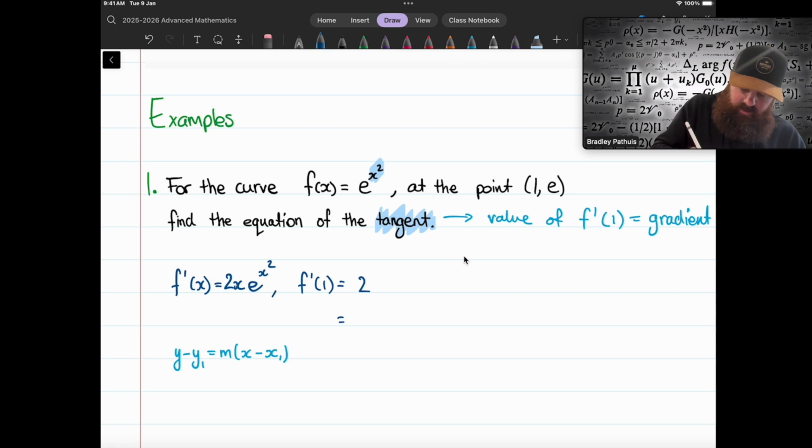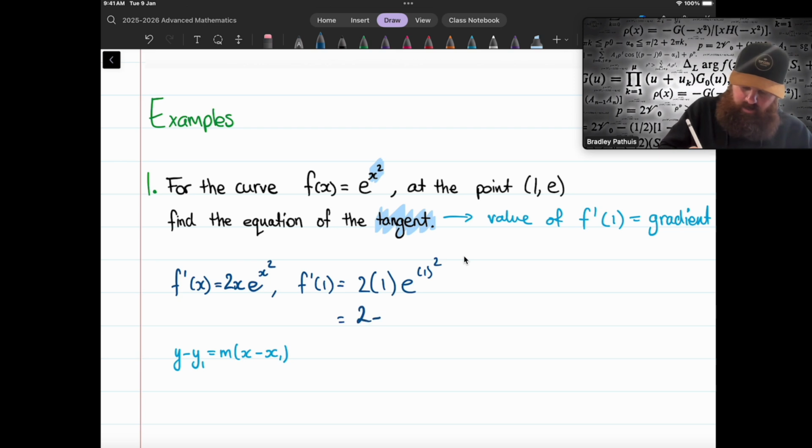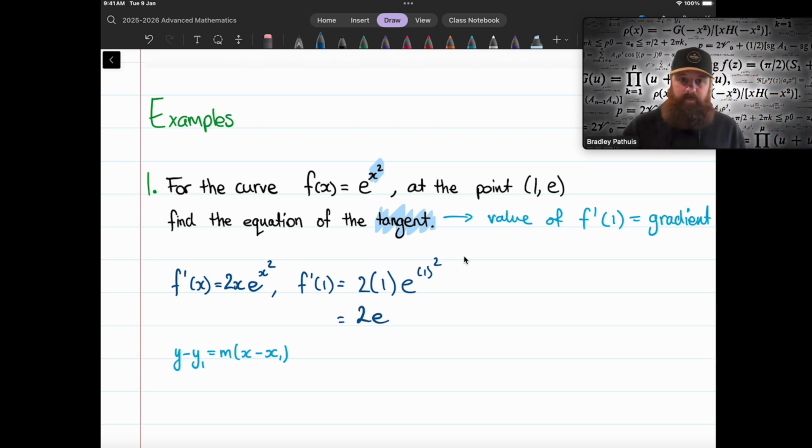Remember, using brackets when we substitute in so we don't get confused about the negatives. 2 times 1 is 2. E to the power of 1 squared is just 1, and e to the power of 1 is just e. So that ends up with 2e. So now we know the gradient of our tangent. We can go through and find its equation.